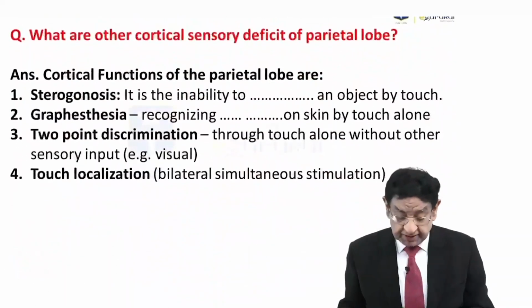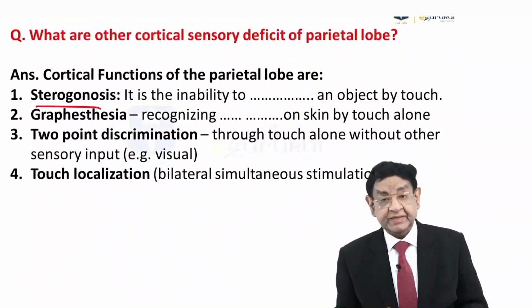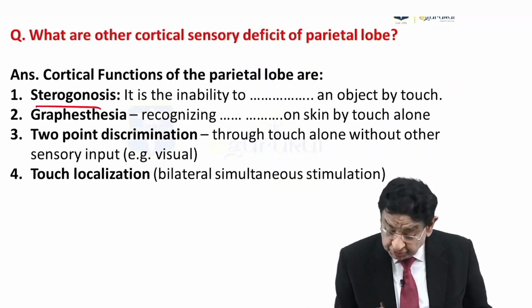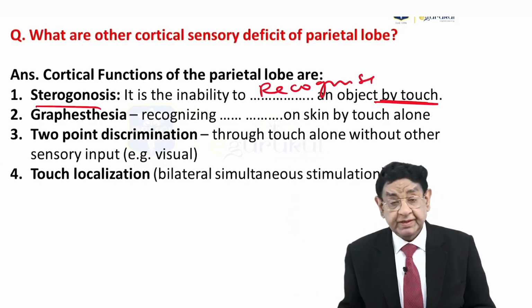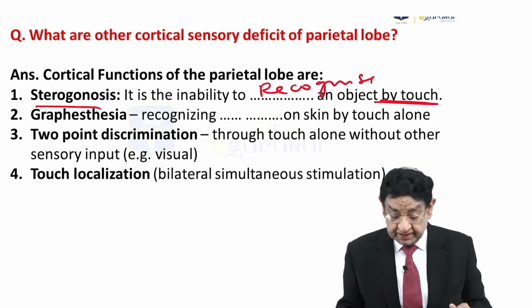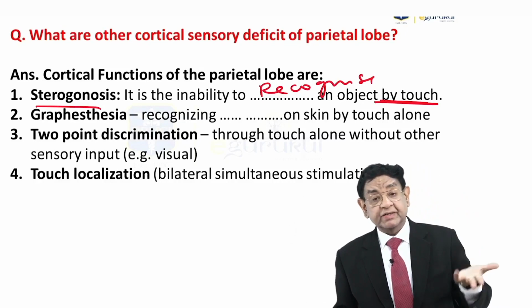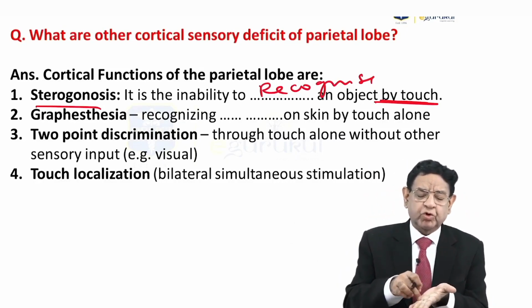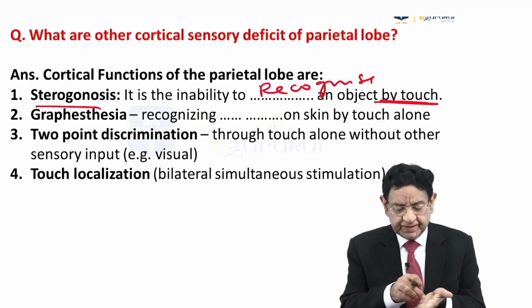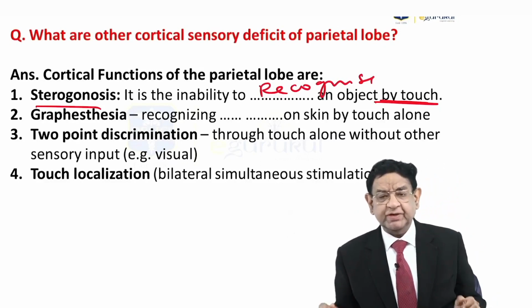Well, stereognosis is the inability to recognize any object by touch. Graphesthesia, again, is when you close your eyes and just try to write a zero on your palm with your left hand. So you can appreciate what has been written.